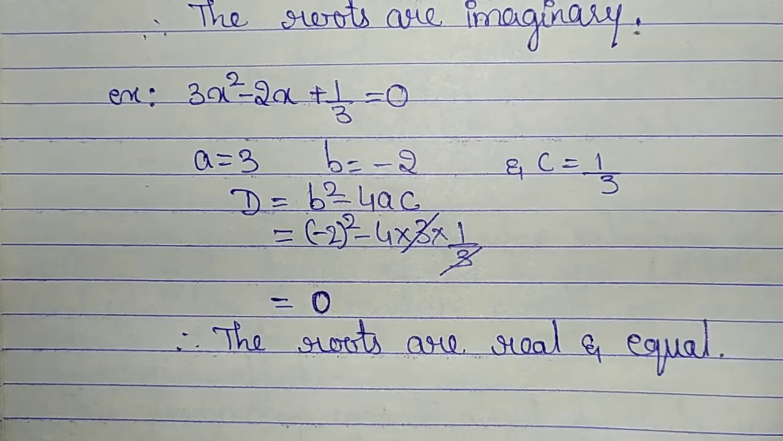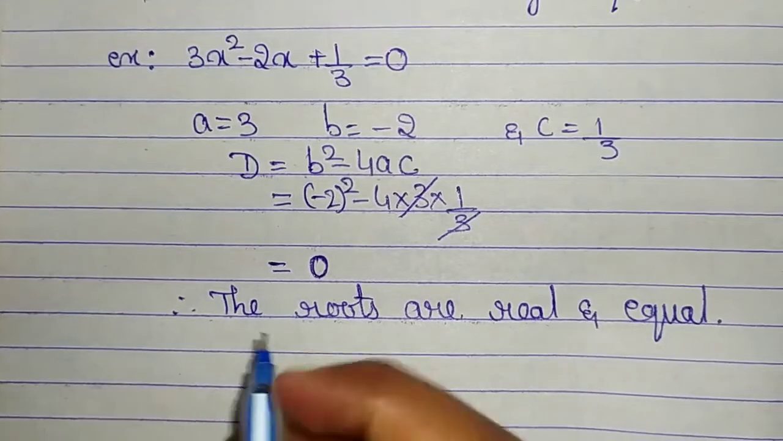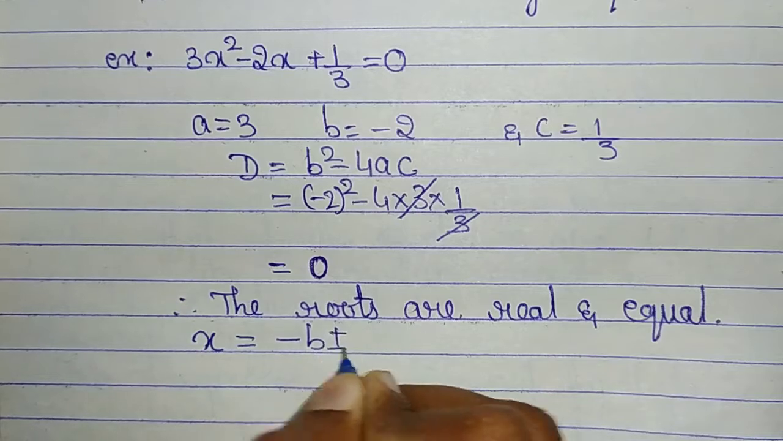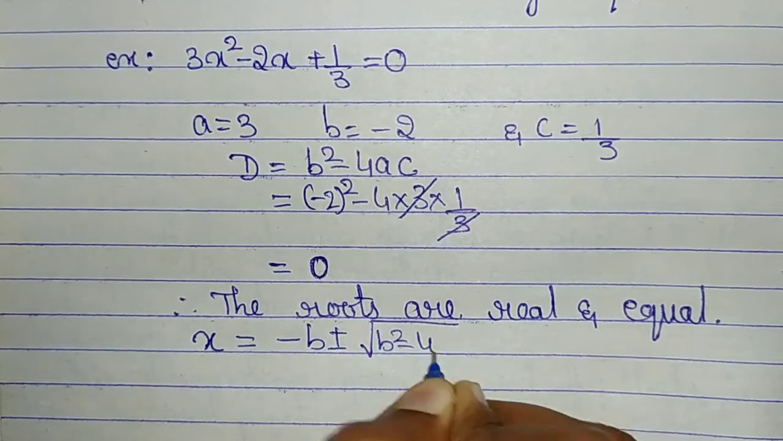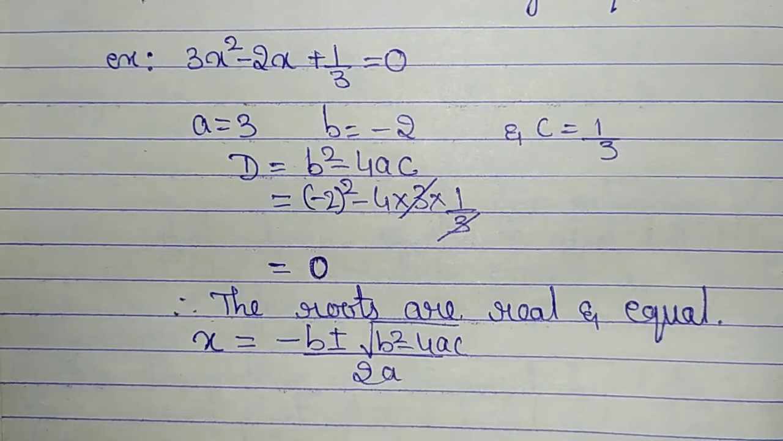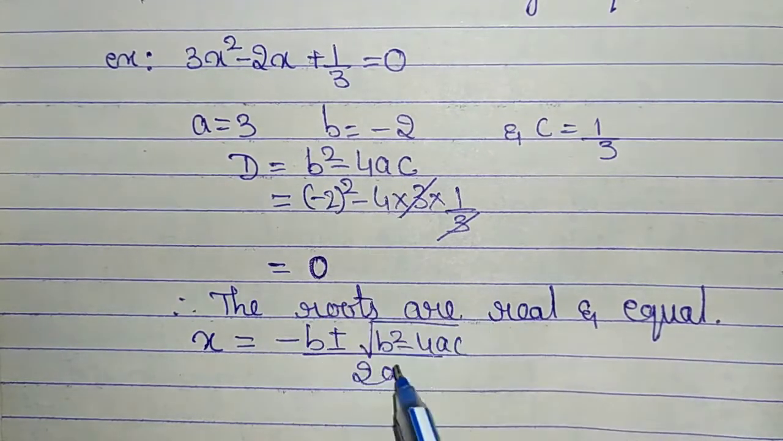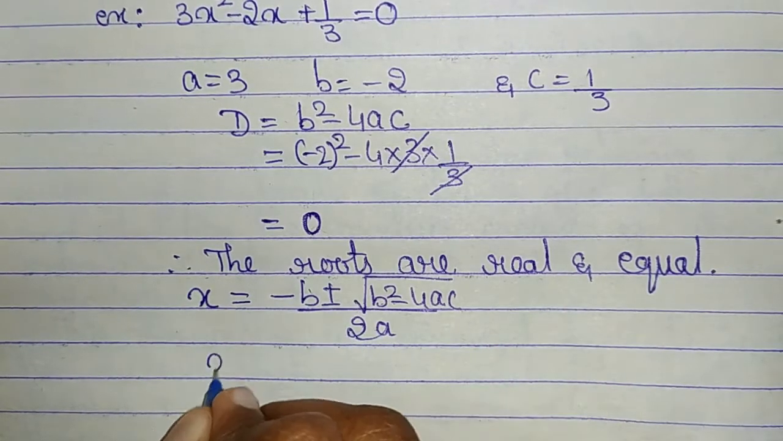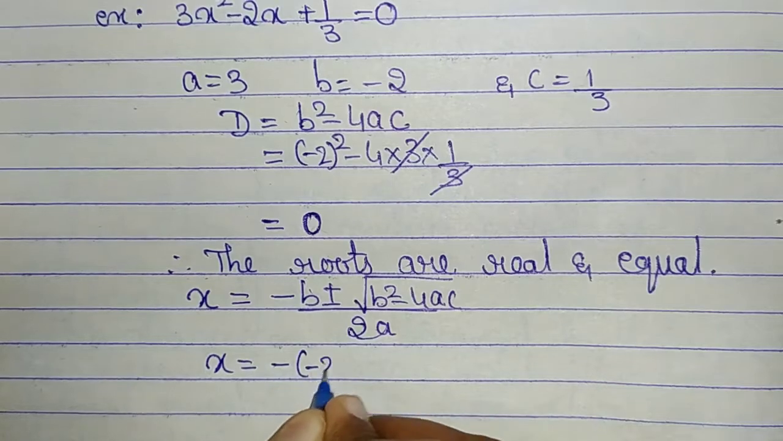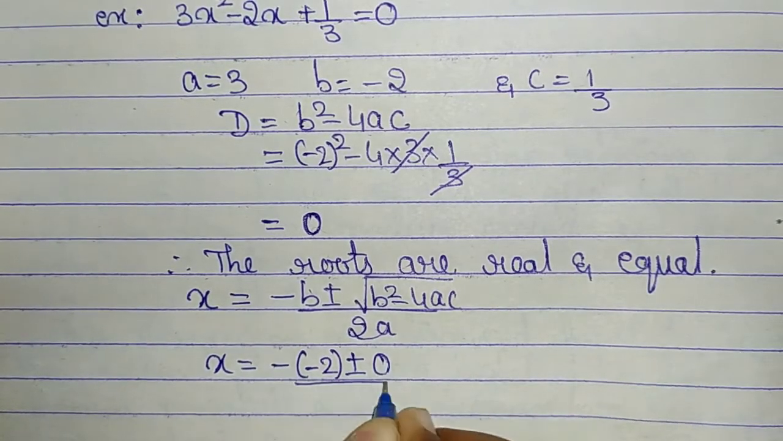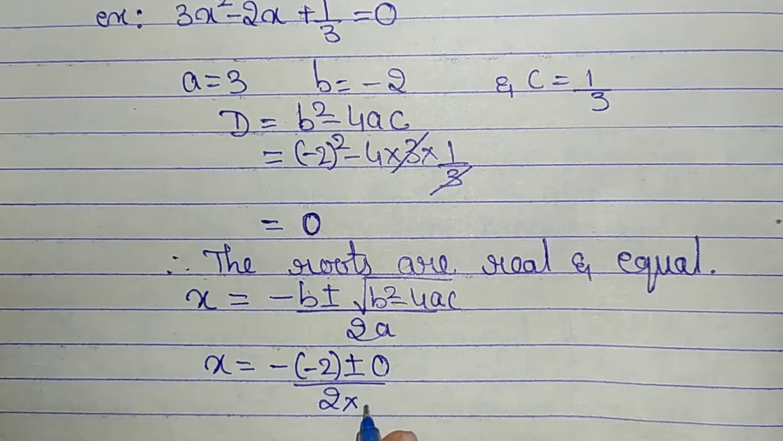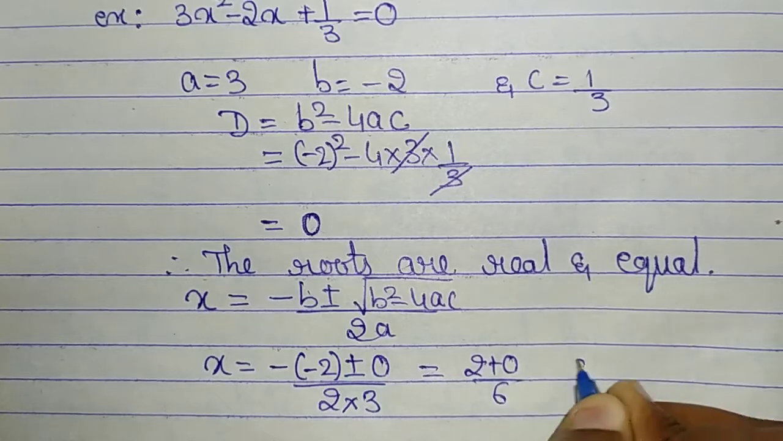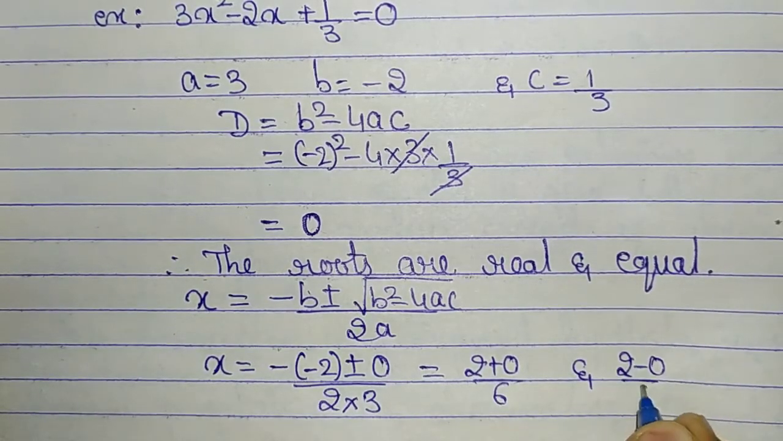So when the roots are real and equal, we have our quadratic formula x is equal to minus b plus or minus under root b square minus 4ac by 2a. Just now we found out the value of b square minus 4ac was 0, so I can skip that and directly go to the first part of the equation. x is equal to minus of minus 2 plus or minus 0 by 2 into 3, which is 6. So this is equal to 2 plus 0 by 6 and 2 minus 0 by 6.